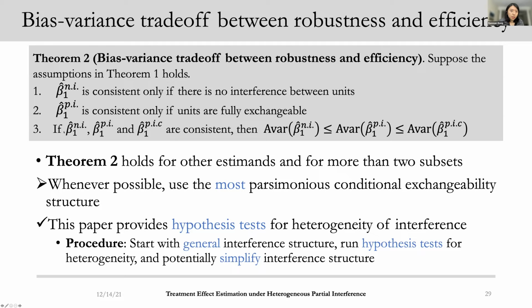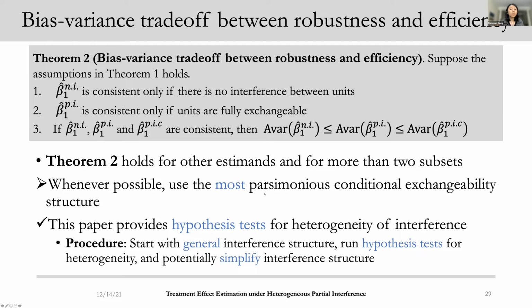If all the three approaches are consistent, then the first approach, assuming no interference, is the most efficient one, followed by the second one, assuming the homogeneous interference. And then the third one, allowing for the heterogeneous interference, is the least efficient one. This theorem we showed in our paper also holds for other estimands like spillover effects and holds for more than two subsets. The takeaway from this theorem is that we want to use as parsimonious an interference structure or conditional exchangeability structure as possible for the efficiency consideration.